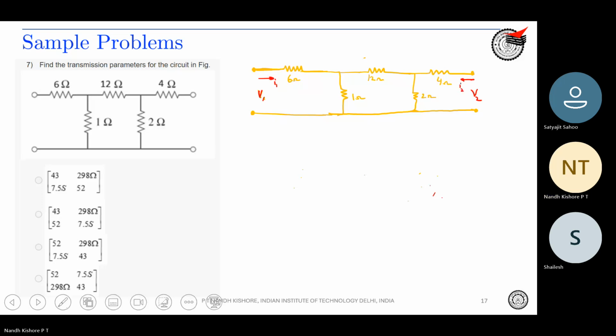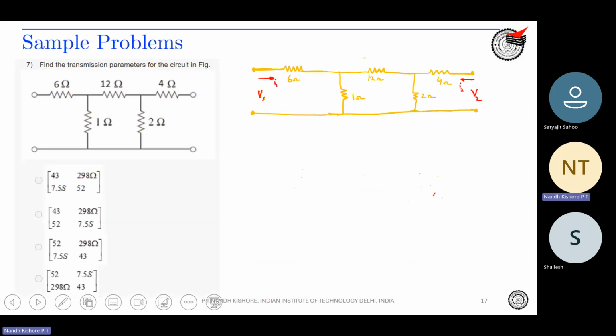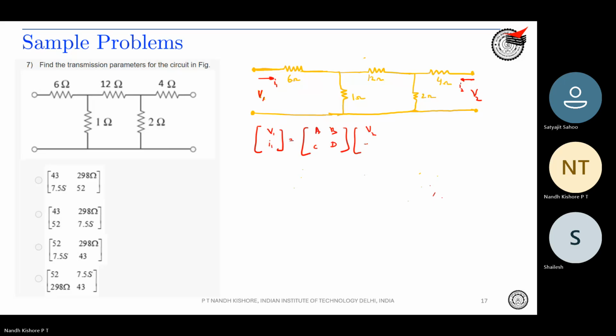The idea is to find out the ABCD parameters, which basically relate V1, I1 as a matrix A, B, C, D times V2 and minus I2. So we have to find a relation between your input and output side. That's it. If we do that, then the answer is done.